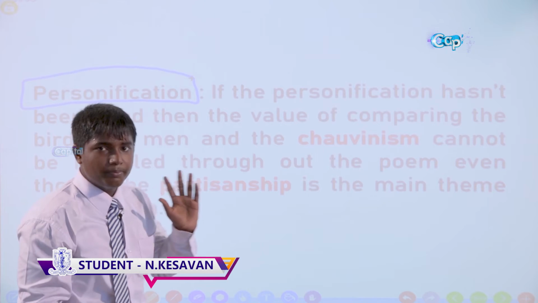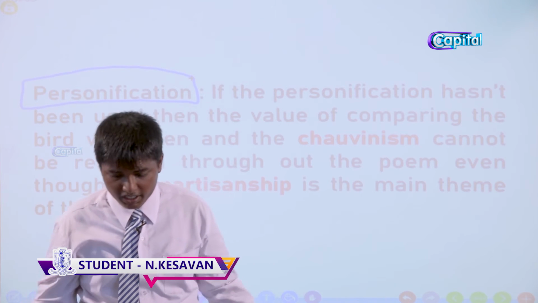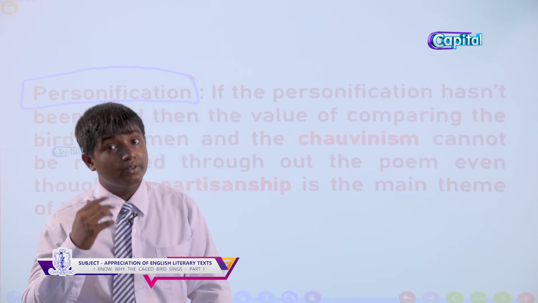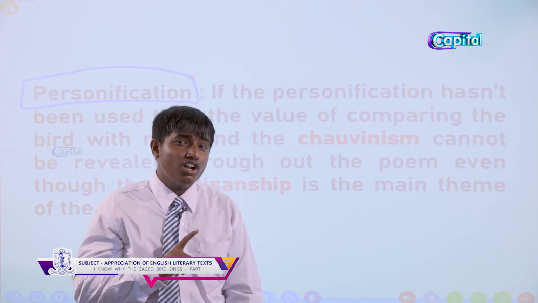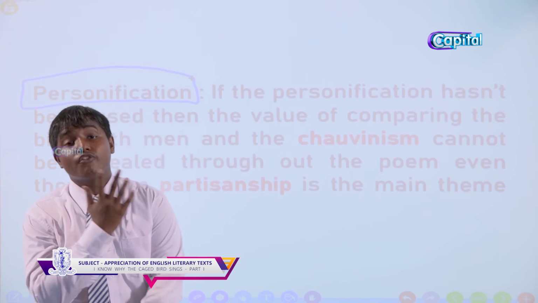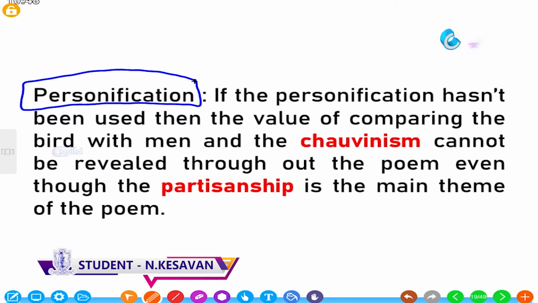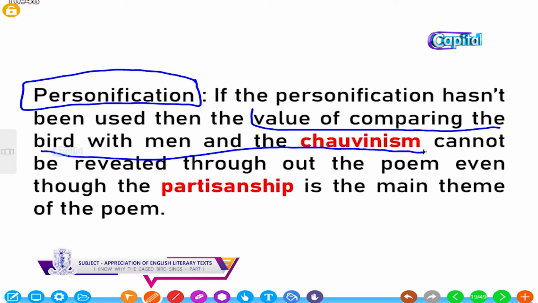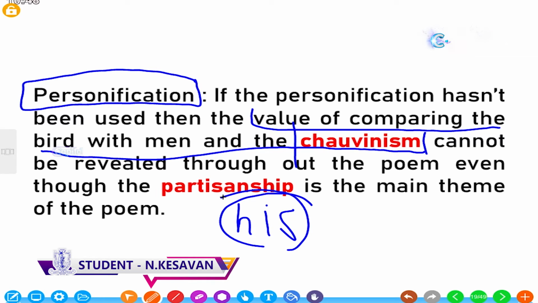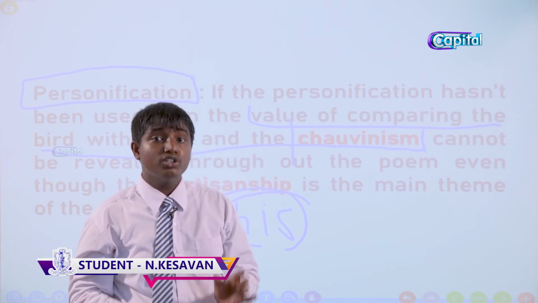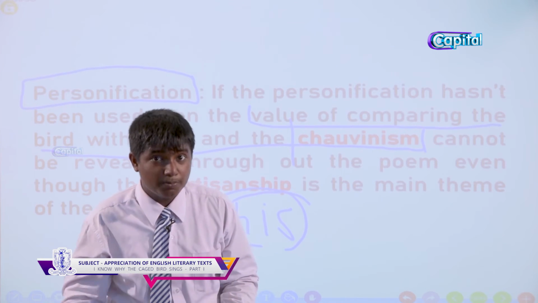Nobody would see the meaning of the personification directly, and I would like to say the personification has been used not only to refer to the free bird as white American, but also to refer to the value of comparing the bird with men and the chauvinism, because she has referred to his wings with the men and the chauvinism. And also in the latter part of the poem, you can see the his for the cage bird.